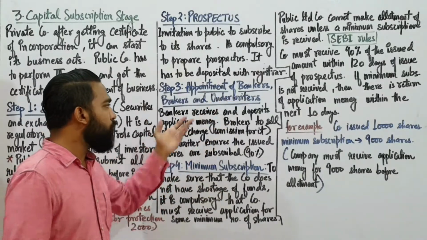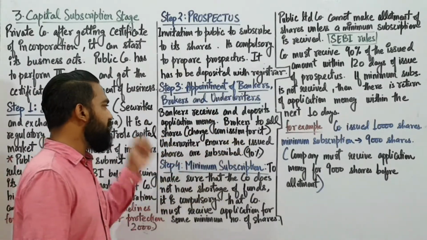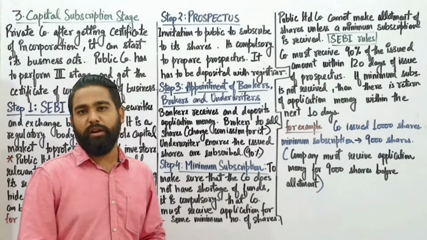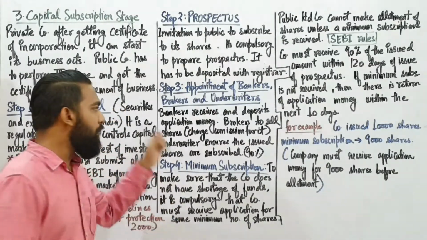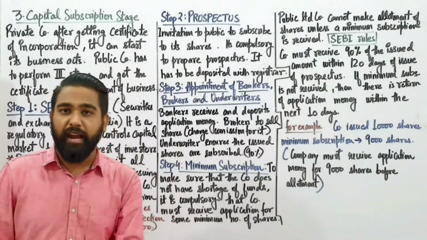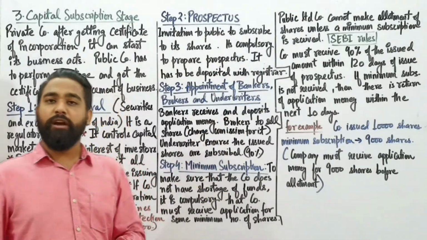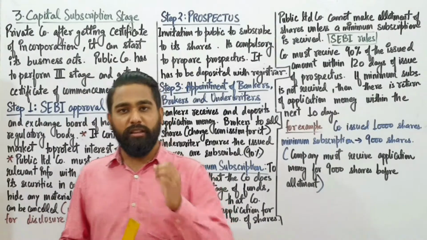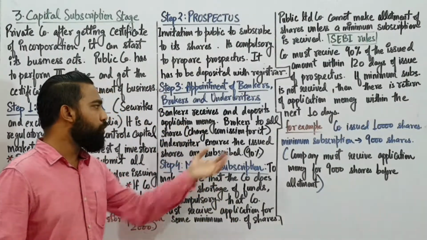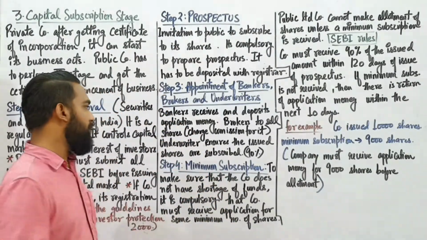Now, what do the brokers do? Brokers sell shares. Brokers are the ones who sell the company's shares, and for that they charge a commission. They ask for some money, some commission, so that they will do their work. So the broker sells the shares for the public company.